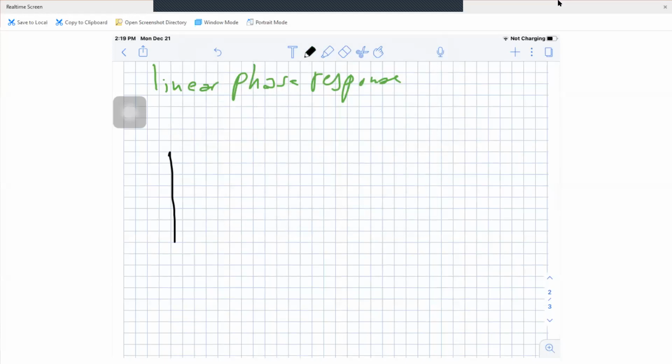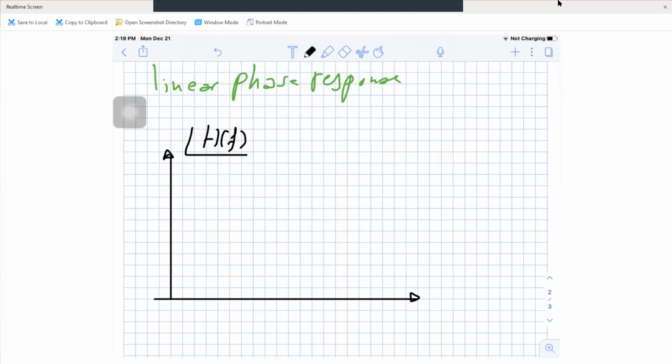This time we are going to talk about the linear phase, or the phase of H of f, the angle of H of f. It means that we are talking about the phase spectrum, and this one will be the f-axis, and the phase axis here. Now, what do you mean by linear phase?